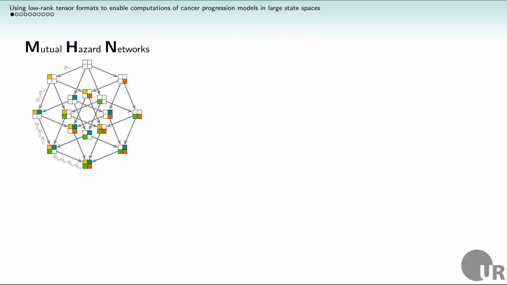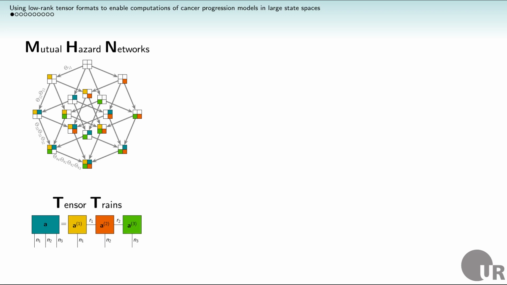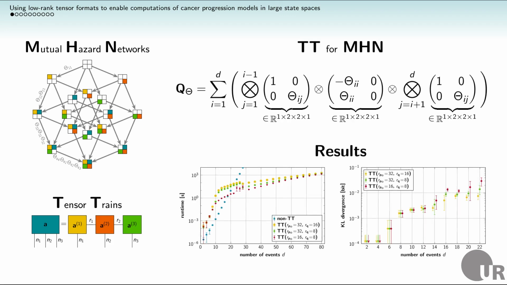In comprehensive cancer progression models, a large number of genomic events should be included. While mutual hazard networks model the progression using only d-squared parameters, the computational complexity to fit the model to given data scales exponentially in the number of events. This renders calculations using more than 25 events computationally infeasible. Using tensor trains, a low-ranked tensor format, this exponential complexity can be reduced to polynomial, allowing us to construct mutual hazard networks for a much higher number of events.